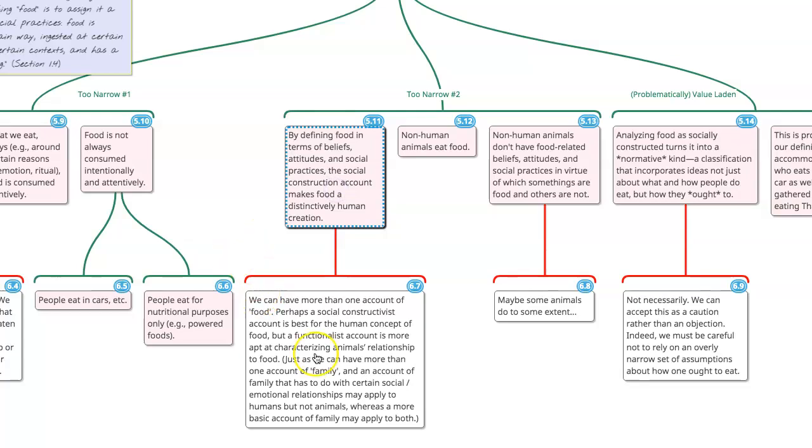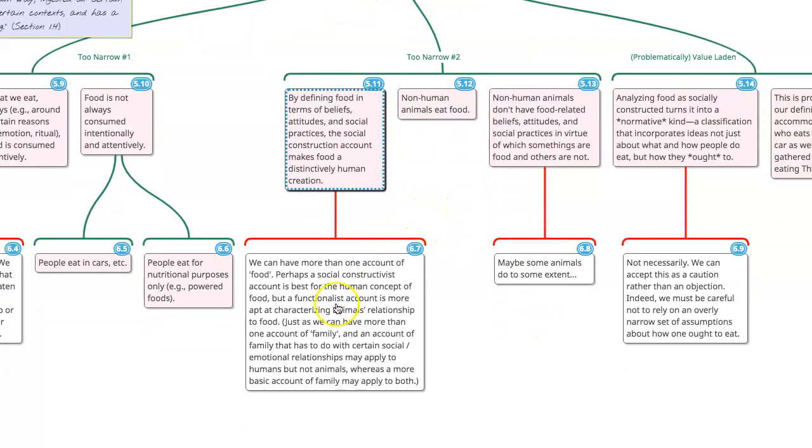Instead, let's focus on this: even if no other animals have the kinds of social practices that we do, this still doesn't undermine our conception of food. Why? We can have more than one account of food, one meaning of the word food. So perhaps a social constructivist account fits the human conception of food, but a functionalist account fits an animal's relationship with food. Perhaps animals eat for nutrition and humans eat for socially meaningful reasons.